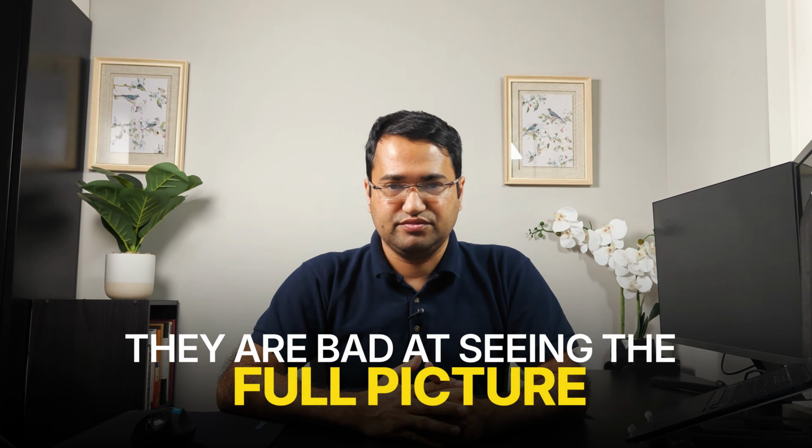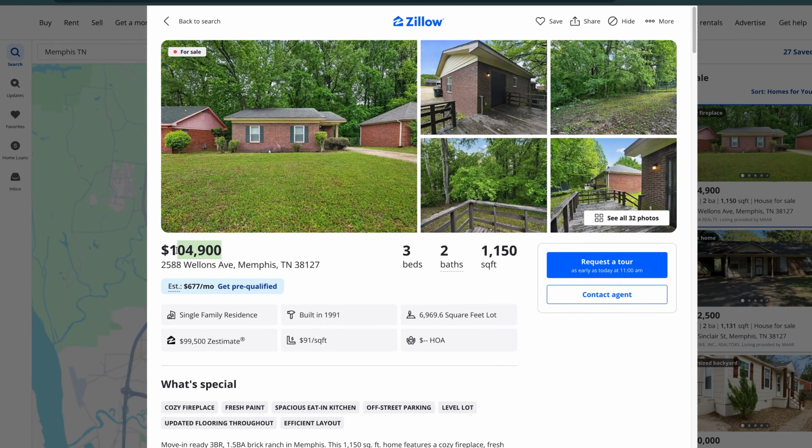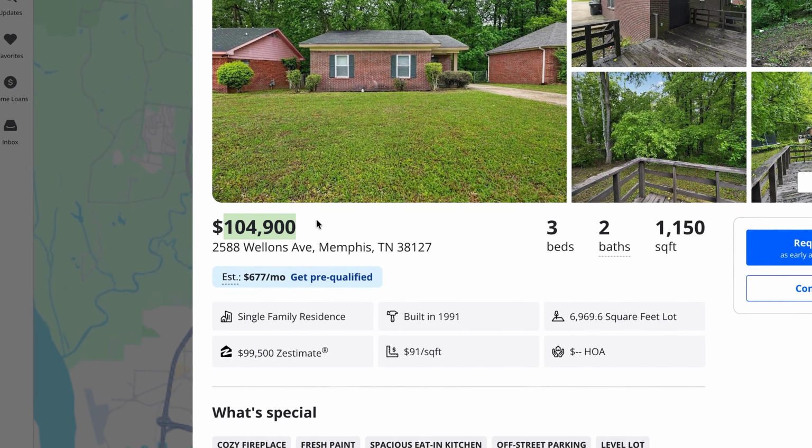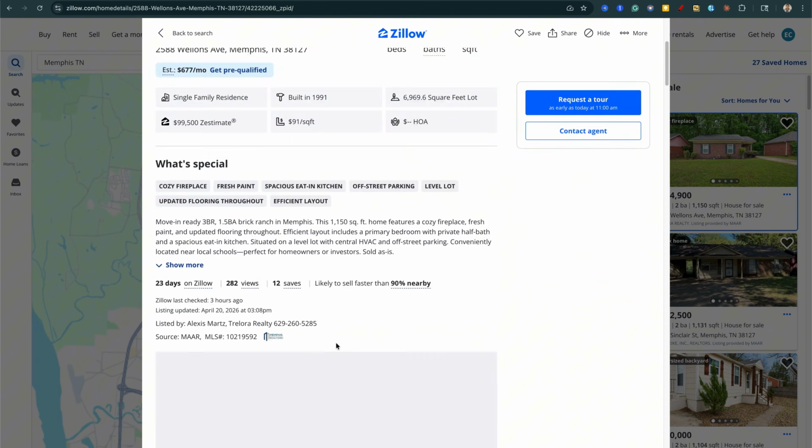Because the investors who lose money on rental properties aren't bad at finding deals. They are bad at seeing the full picture. I want to walk you through a property I analyzed. This is a single family home, 3 bed, 2 bath, in a low cost of living market. 104,900 is the purchase price, and we already know the rent is 1,227.